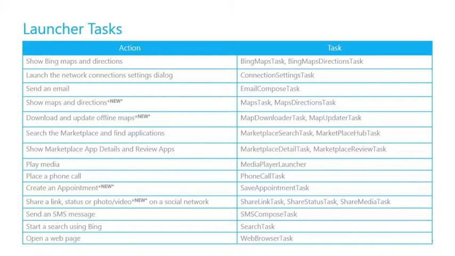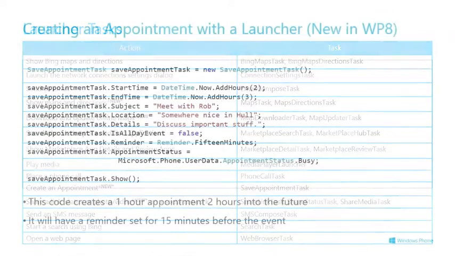There's a bunch of tasks for interacting with the Windows Phone Store, which used to be called the Marketplace, so those APIs keep their original names. Play media to play some music. Place a phone call with a phone call task. Save appointment task is a new one in Windows Phone 8. You couldn't create an appointment previously, but now we can. Then we've got share links, share status, and share media. Send an SMS, start a search using Bing, and open a web page with the web browser task. So that's the full list of all the launchers.